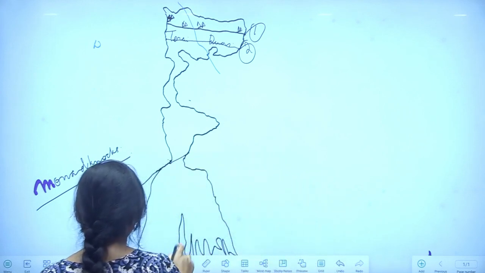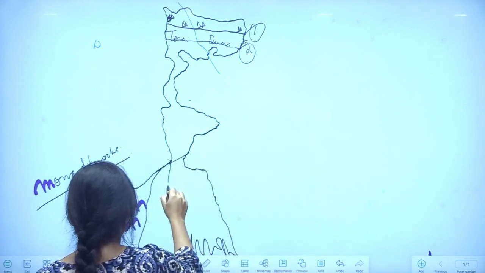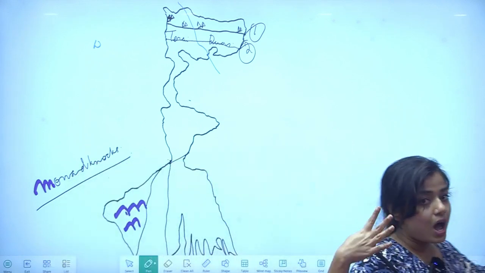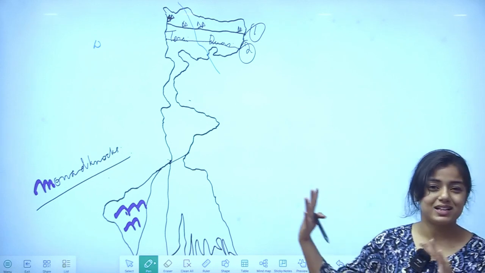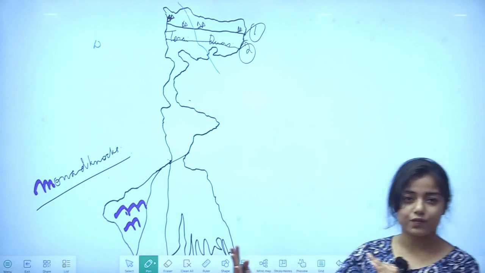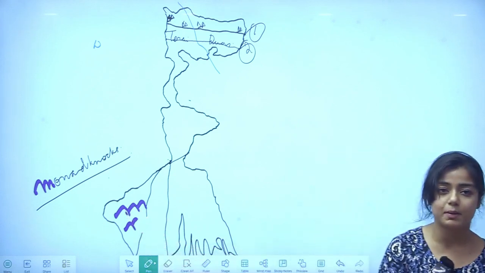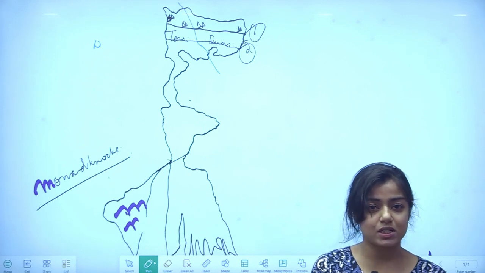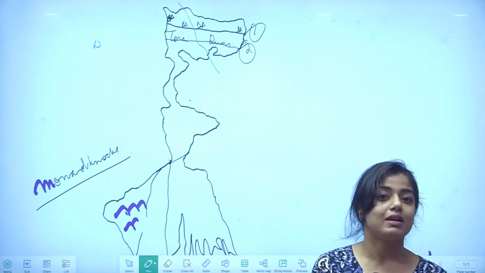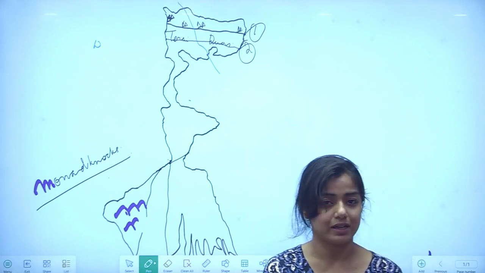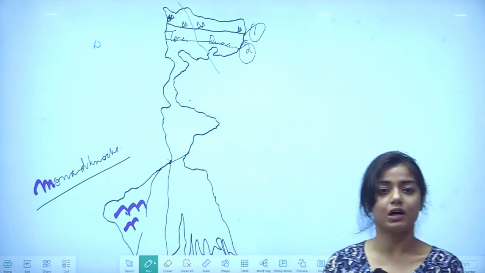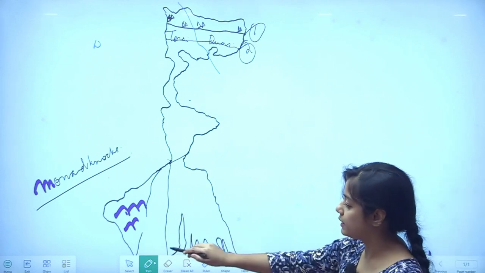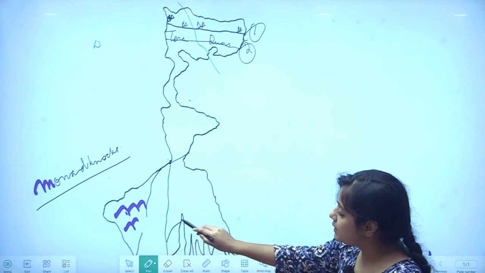Now we go to the next part, which is the Rar region. The Rar region is a region sandwiched between the Gangetic Delta area of West Bengal as well as the western rolling upland and plateau. So the Rar region is dominated by laterite soil, and it is said to be a part of the Gondwana land.